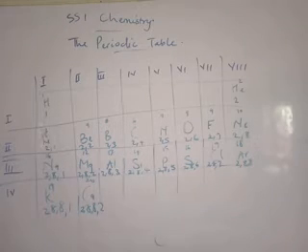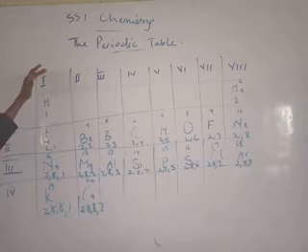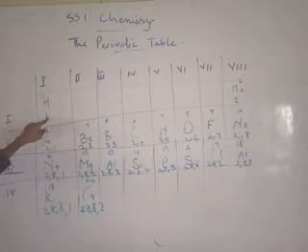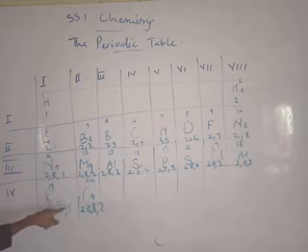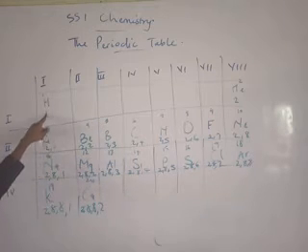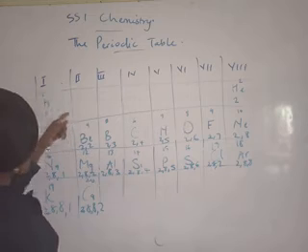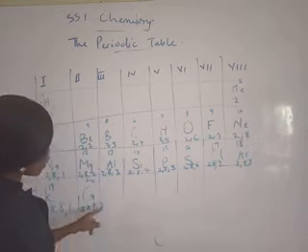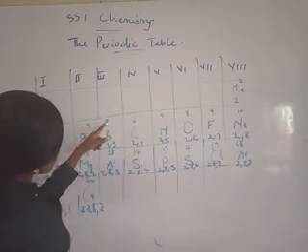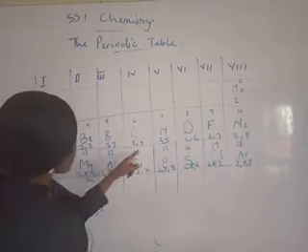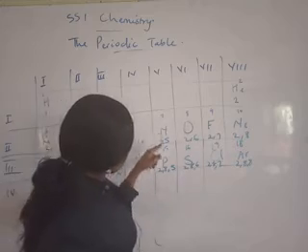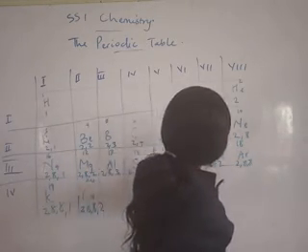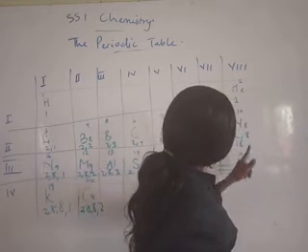You will notice something. All these elements in group 1, they all have one outermost electron. You can say this is the outermost electron, same thing as valence electron. For elements in group 2, they all have 2 electrons in their valence shell. Same thing for elements in group 3, they have 3. For elements in group 4, they have 4. In group 5, they have 5. In group 6, they have 6 valence electrons. In group 7, they have 7. And in group 8, they all have 8.